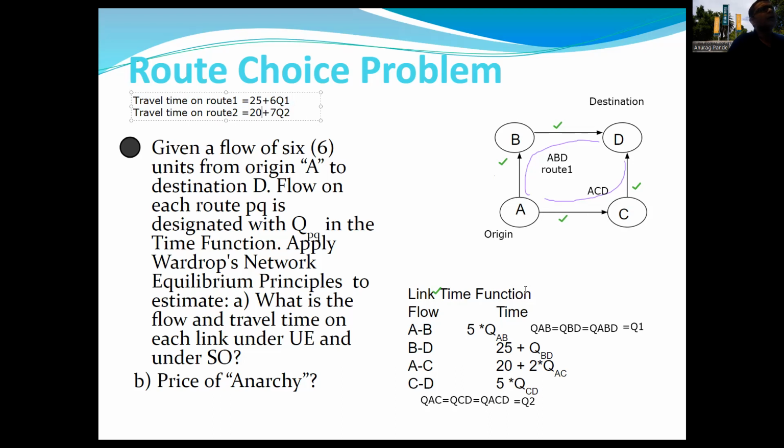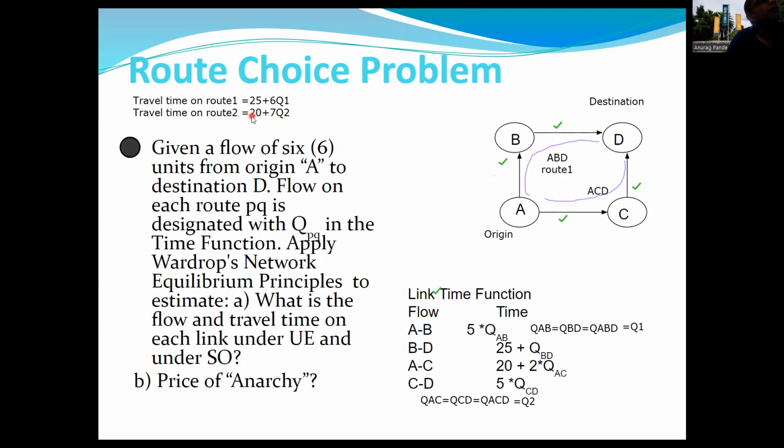So now think about, if you are the first traveler going on these routes, which route would you take? When the flow on both of these routes is 0, when Q1 is 0 and Q2 is 0, route 1 will take 25 minutes, route 2 will take 20 minutes. So if you're the first traveler, you'll obviously take route 2, right? Because it takes less amount of time. So that's the principle that we use, that everybody tries to minimize their travel time. So you keep taking this route.